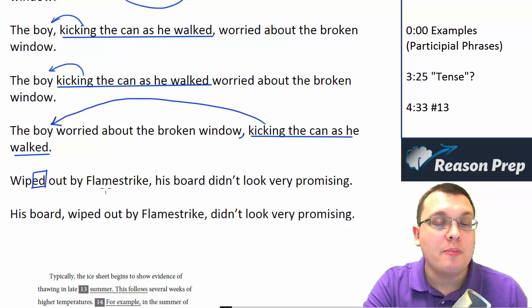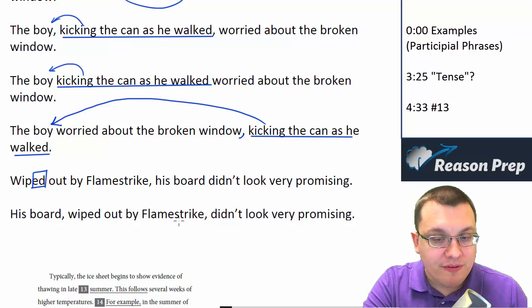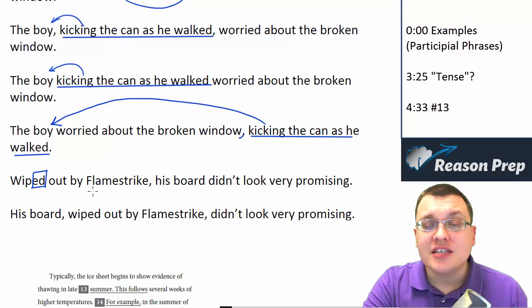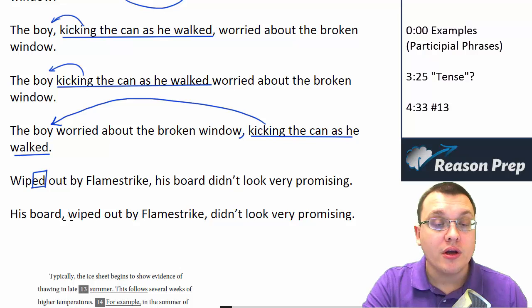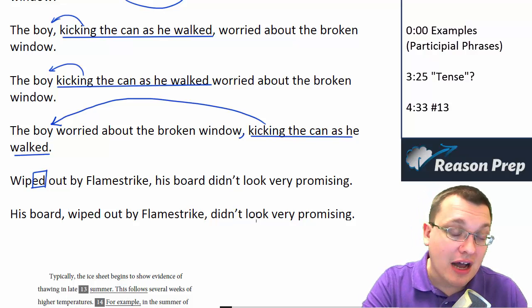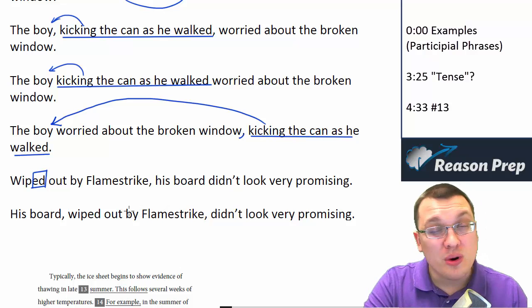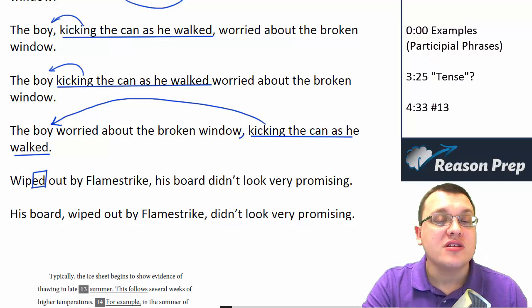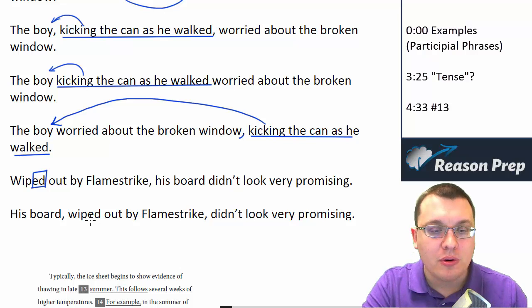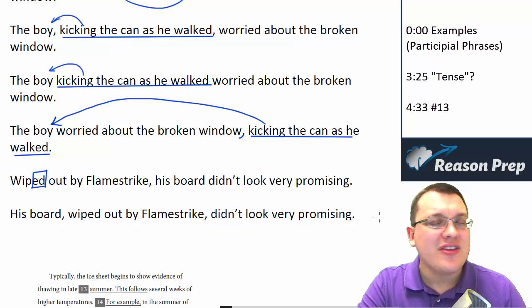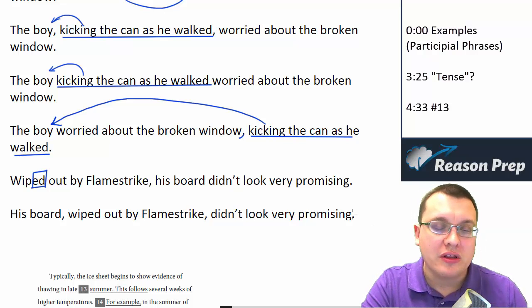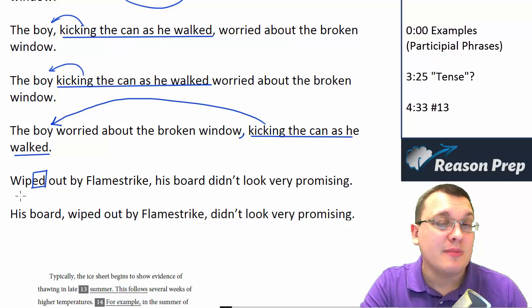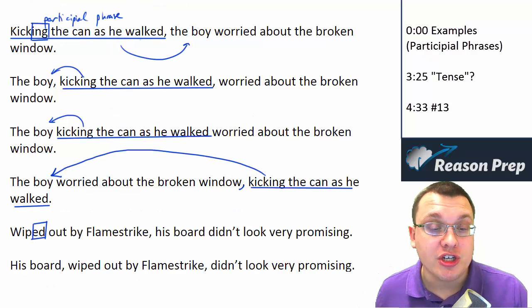So for example: wiped out by flame strike, his board didn't look very promising. Or, his board, wiped out by flame strike, didn't look very promising. I suppose technically you could have the third option, his board wiped out by flame strike didn't look very promising, without commas. That's a little bit weird, so you maybe wouldn't see that very often. And having a participial phrase with what's called a past participle, with this ed at the end of it, at the end of the sentence, I guess might be possible, but very not standard, something you wouldn't see. So when you have the ed, it's much more limited. That's why you typically see the ing version much more often.